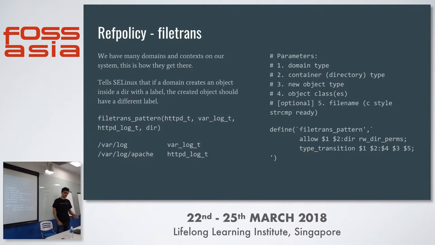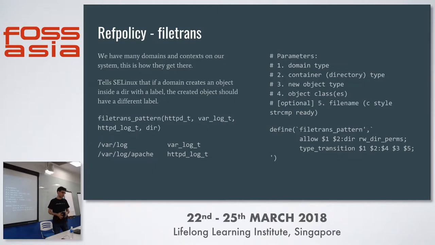So if you want to have a file or directory called Apache labeled httpd_log_t, and it's going to be in var_log_t, you can set a file transition pattern for when httpd creates a file or directory in this directory. When it creates it in this directory, it makes it into that label. So this pattern gives you only the bare minimum that you need on the parent directory, so you don't get more than you need. And then it sets up the permissions to create the new directory.